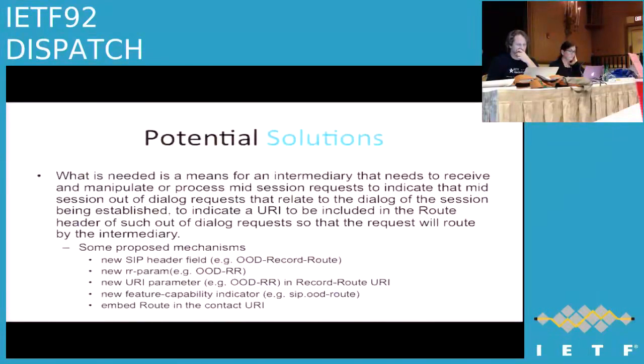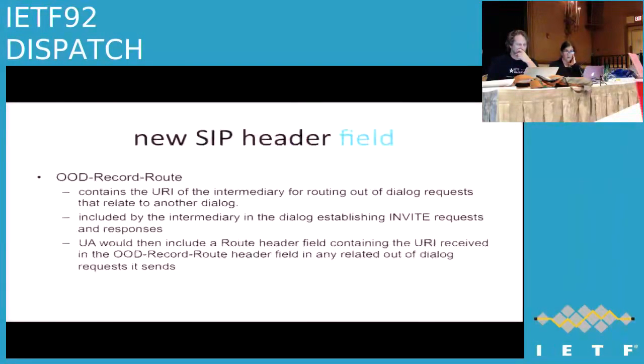So next slide, and I'll go through a summary of these proposals. We could come up with a new SIP header field, with a suggestion here for the name of it, OOD record route. This contains the URI of the intermediary that the out-of-dialog requests that relate to another dialog are routed to. An intermediary would include these in the invite request that establishes the dialog and also in responses to invite. And the UA would then include the route header field containing that URI that it receives in this header field in any related out-of-dialog request it sends. Next slide, please.